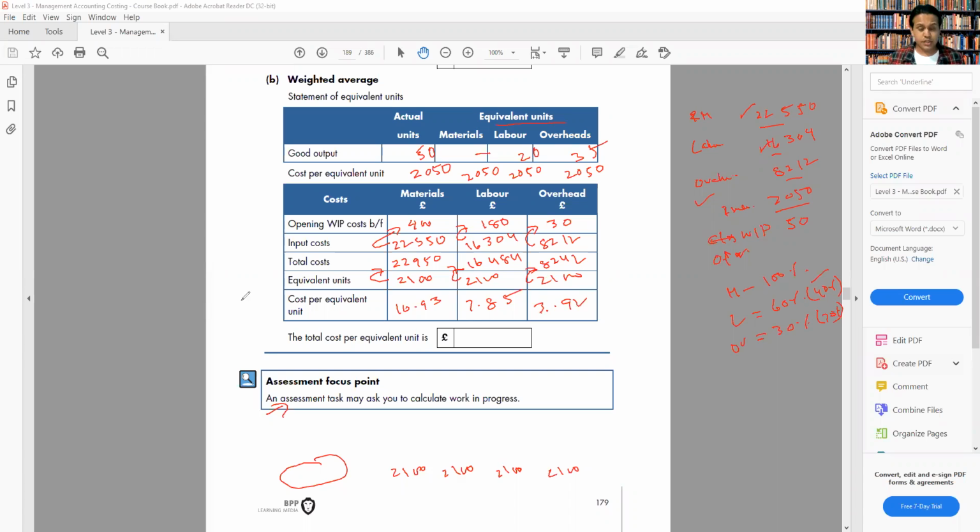So now all we need to do is add these three to find the total. So 10.93 plus 7.85 plus 3.92 will give you the total cost per equivalent unit, and that will be 22.7.